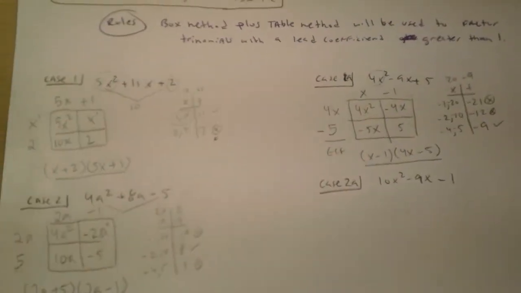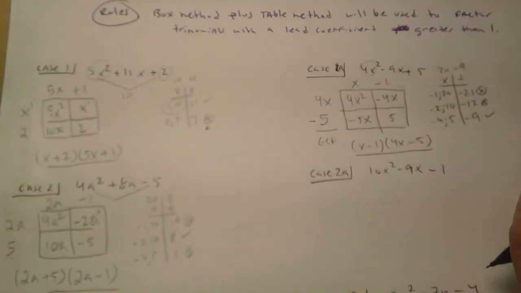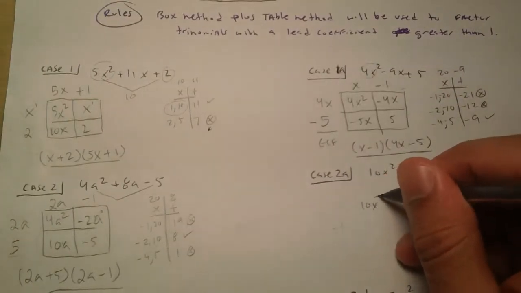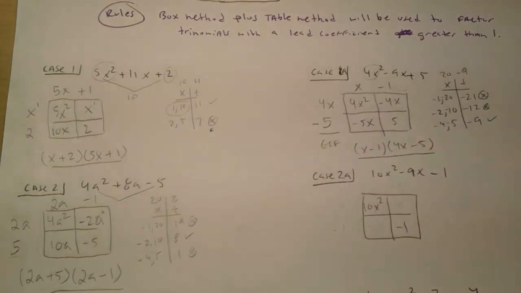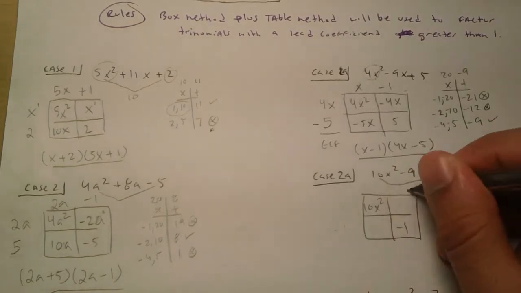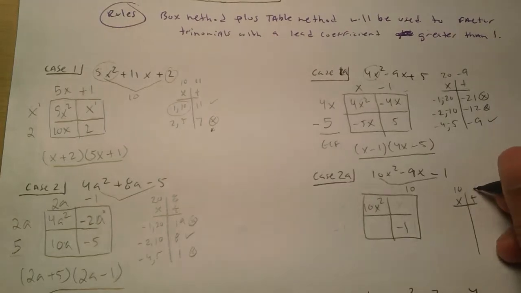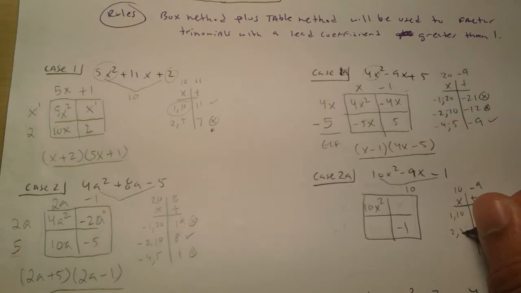Alright, so then we have a couple more examples. Then we have 10x squared minus 9x minus 1. Okay, now if you notice from the last time, actually never mind, I'll just keep going on. So we have 10x squared and negative 1, put it inside our box. And we gotta look for factors of 10. Multiplying these two numbers and we just get 10. Alright, multiply and add to negative 9. So we have 1 and 10, and then 2 and 5.